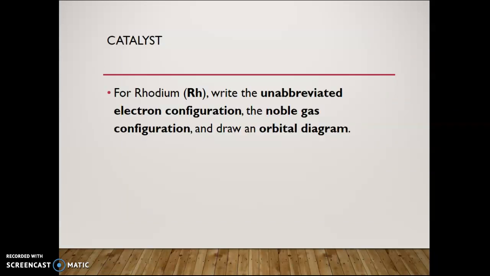Here's our catalyst. For rhodium, write the unabbreviated electron configuration, noble gas configuration, and draw an orbital diagram. So I'll give you a moment to do that. Go ahead and hit pause, and then when you're ready, you can check your answers on the next page.